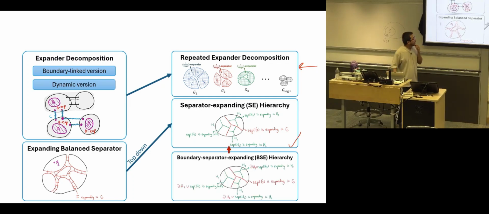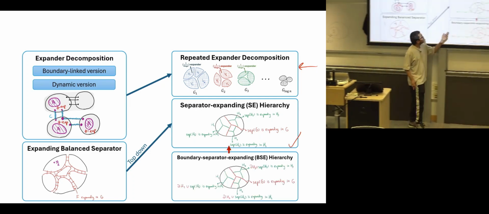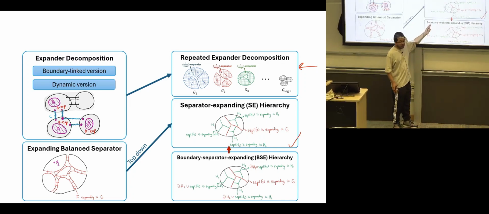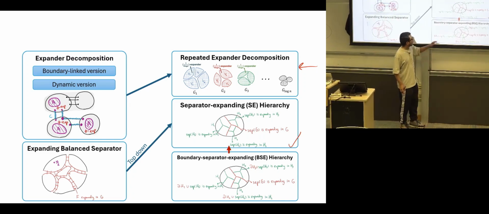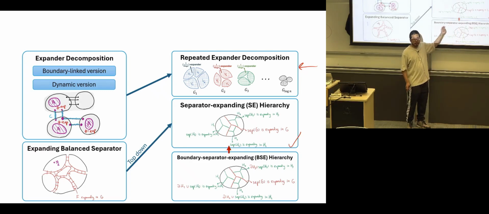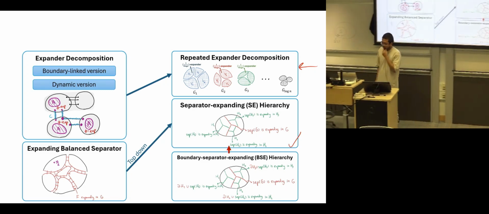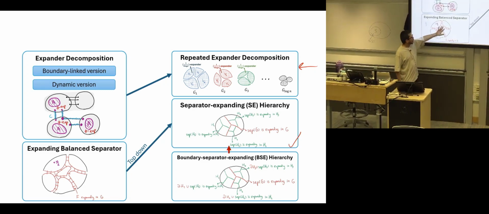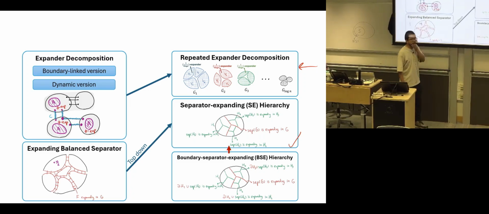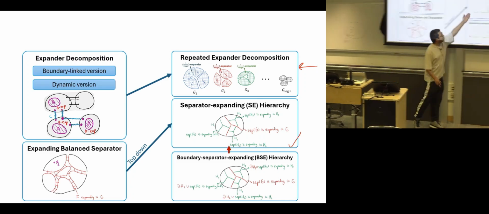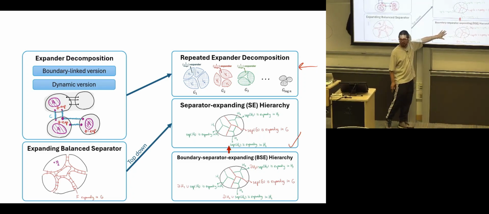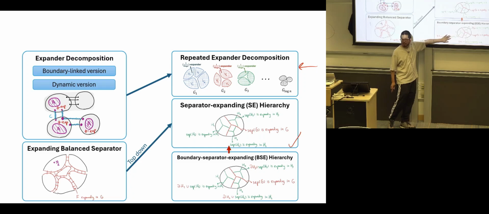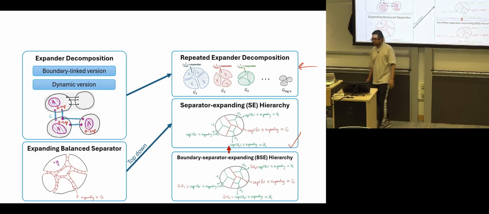But we learned that there is a stronger version of the SE hierarchy, which is the BSE hierarchy. It's a similar hierarchy, but it's not just the separator that is expanding, it's the boundary that is expanding too. However, the straightforward algorithm to build the SE hierarchy from expanding balanced separator just gives you this thing. It doesn't give you this thing. So we don't have a fast algorithm for this one yet.